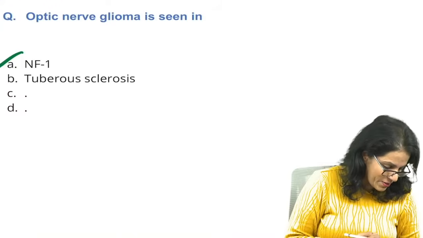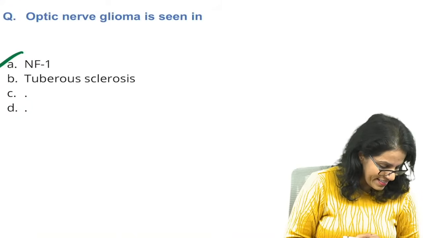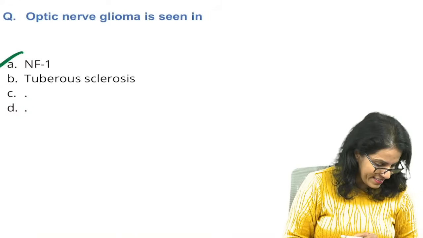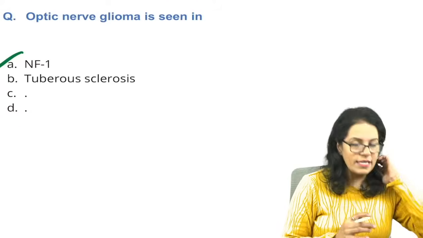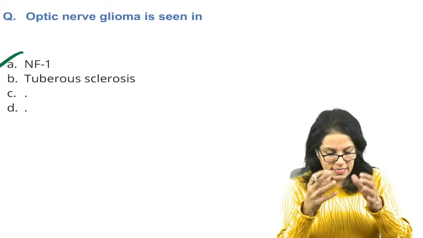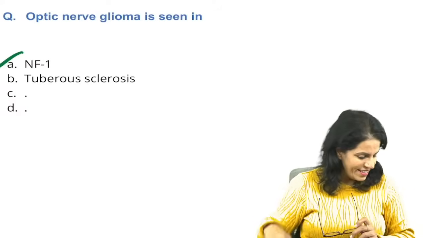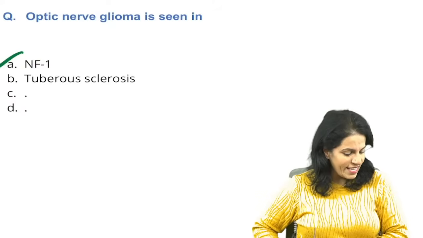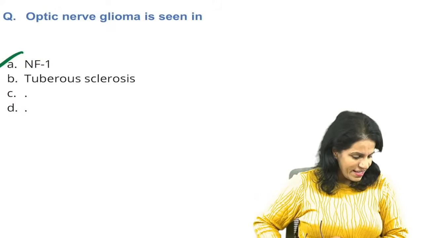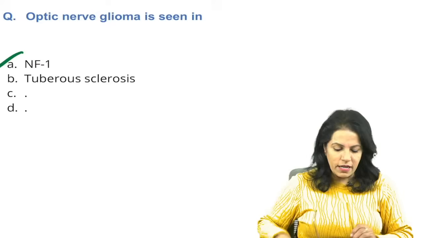So what was the exact question? Okay, Ali, what was the question exactly? Nearest insertion, what were they asking? Can you just share that with me? So the image is fine, but what were they asking exactly? Optic glioma was an option.